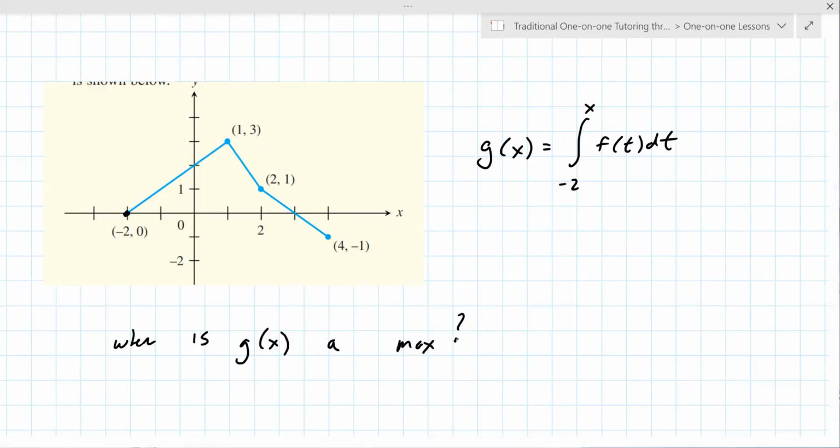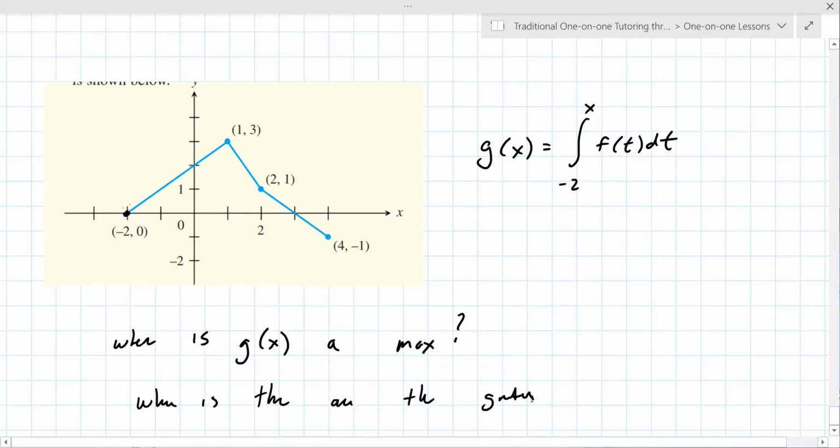You can tell me what you think or don't think about that question if you understand it. If you don't, I'll explain, but go ahead and let me know. Probably. Try one more time. So g of x represents the area under the curve starting at -2. So if I said, where is the area the greatest? You could probably answer that question.